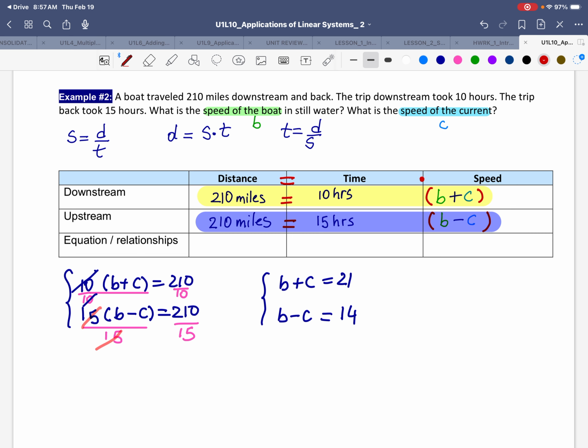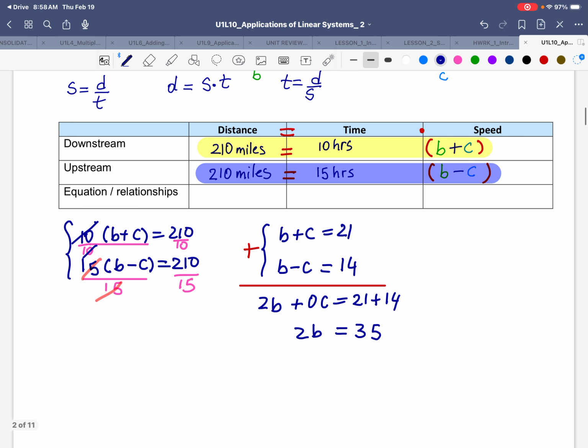Now, see how we have C positive and negative, so we're going to add the two equations, and then that will result in 2B plus no C, 0C, because plus C minus C equals 0, equals 21 plus 14, and 21 plus 14 is equal to 35. And right now we have B equal to 35 divided by 2, or B equals 17.5 kilometers an hour. That would be the speed of the boat.